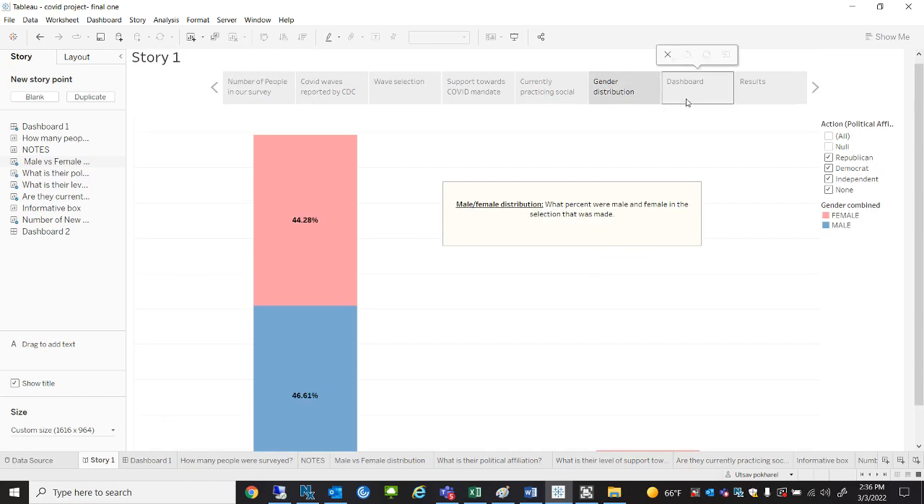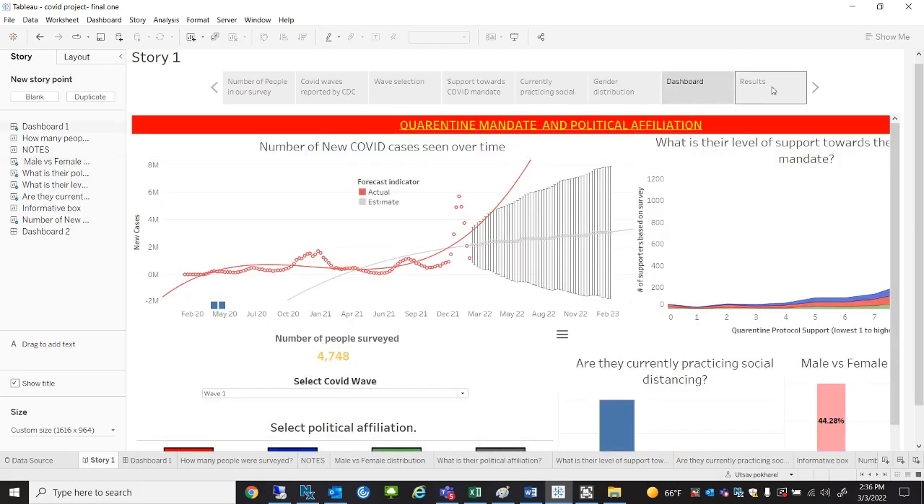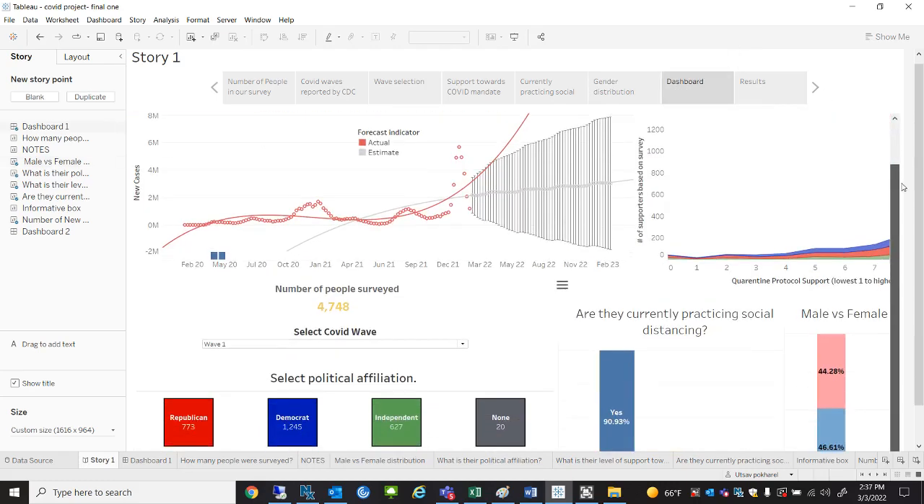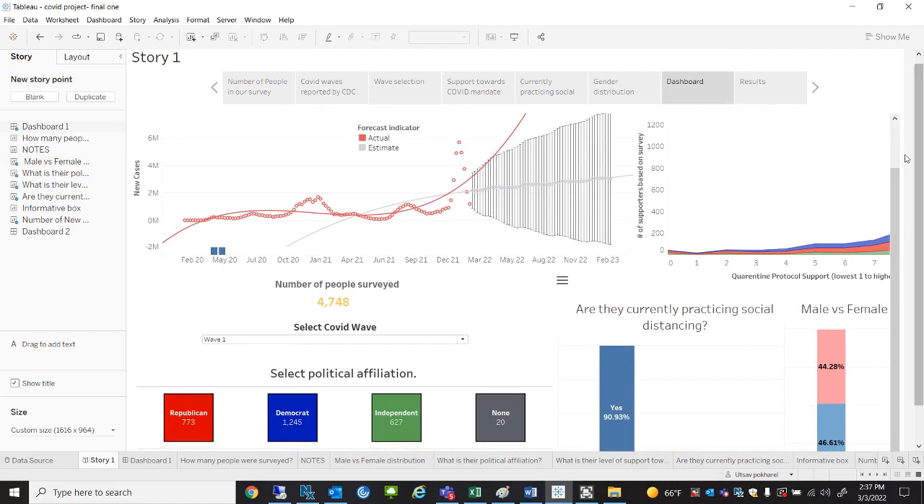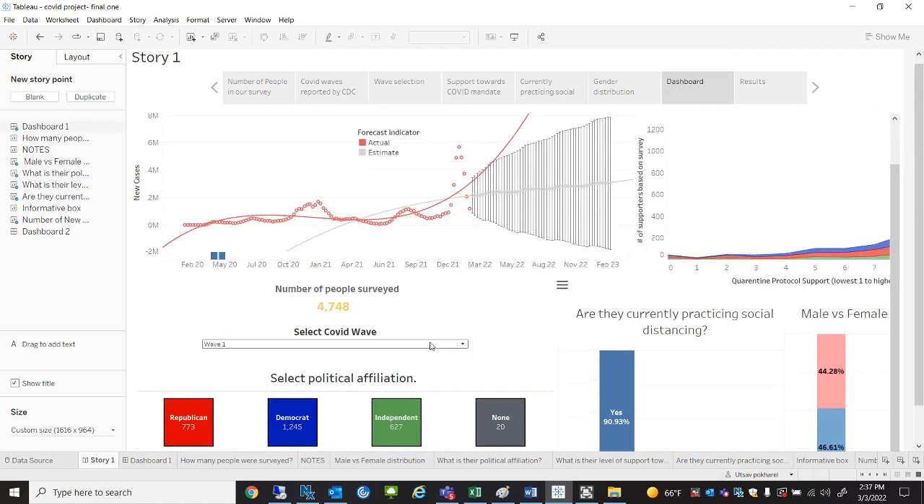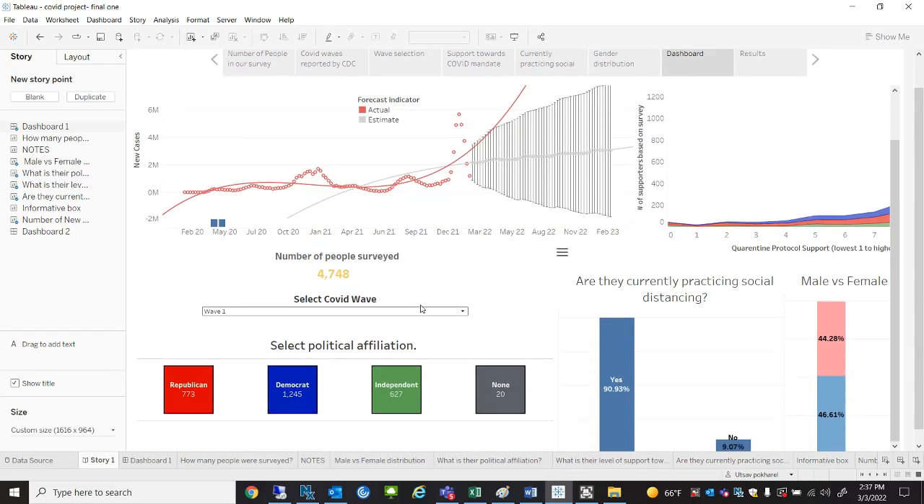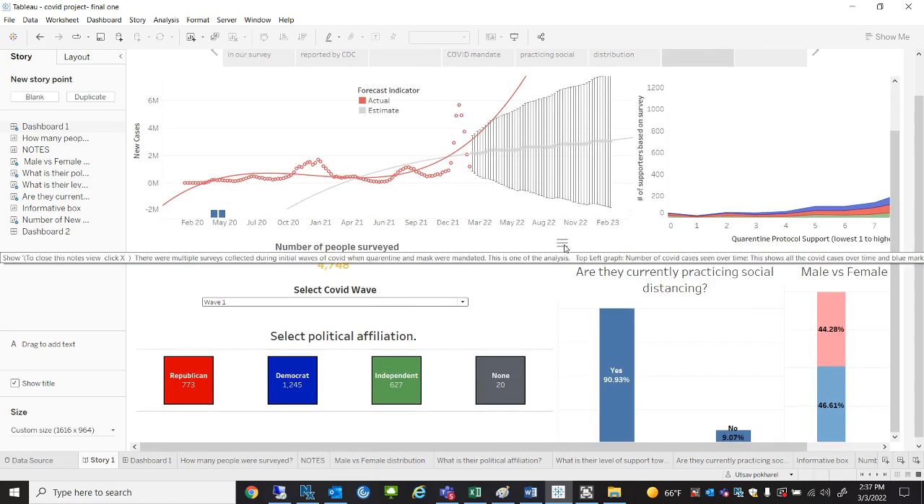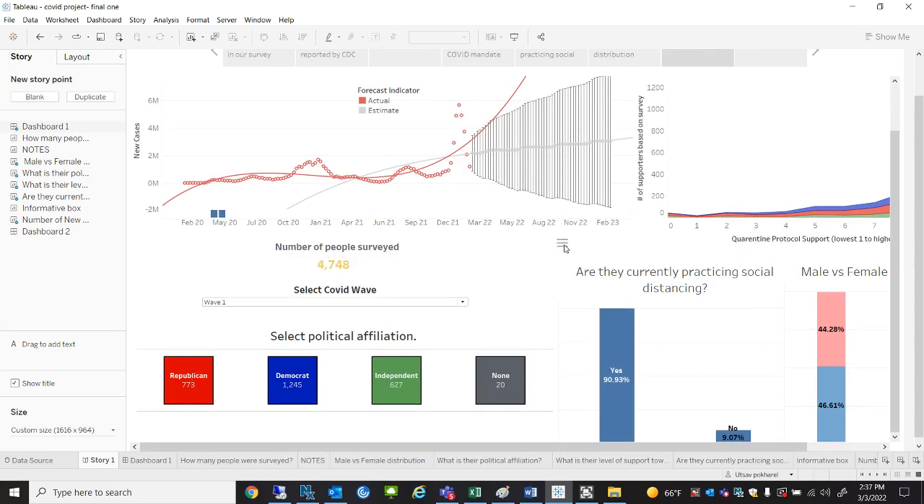And then what I did next was I put everything together in a dashboard where somebody could look at all these things on a single screen. So right here it says how many people were surveyed. And before even going there, I have a little note section here.